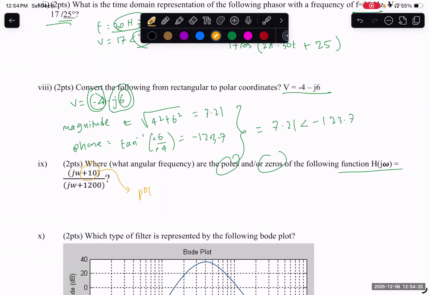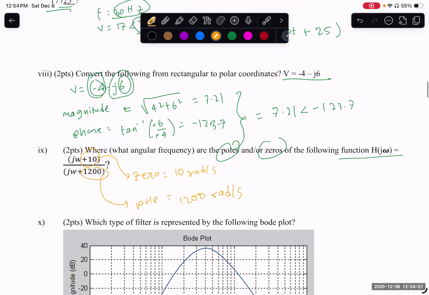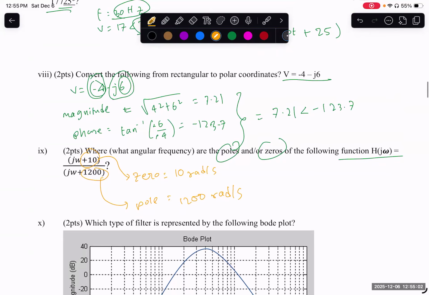The pole would be at, oh, my bad. Numerator, it's going to be a zero, which is at 10 radians per second. And this is going to be the pole, which is at 1200 radians per second. You should have a lecture in the notes on how the Bode plots equations are written down, and you would be able to find out what the zeros and poles are, even if it's a quad pole or a quad zero.